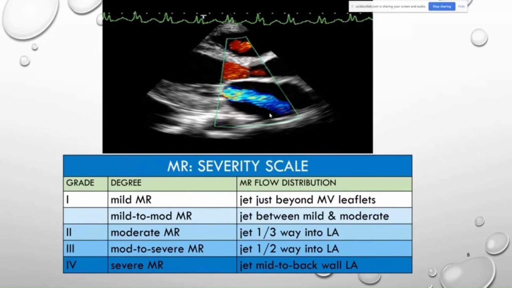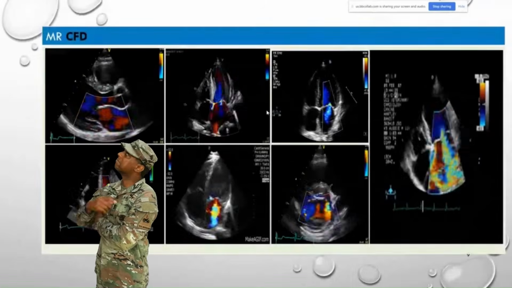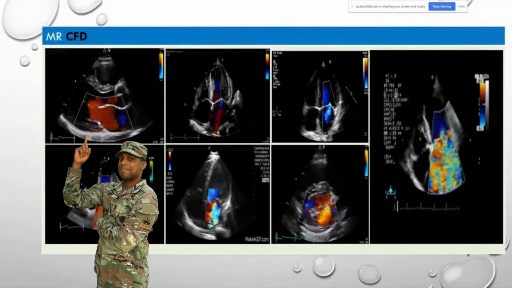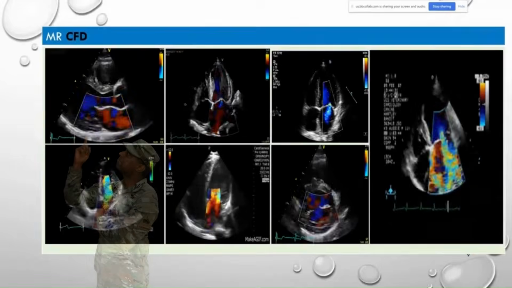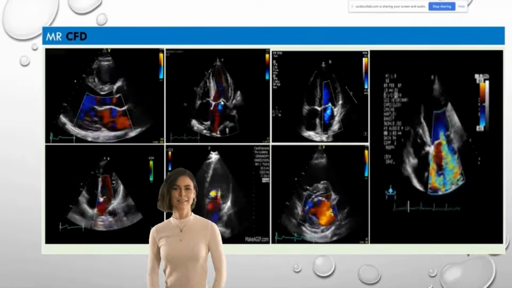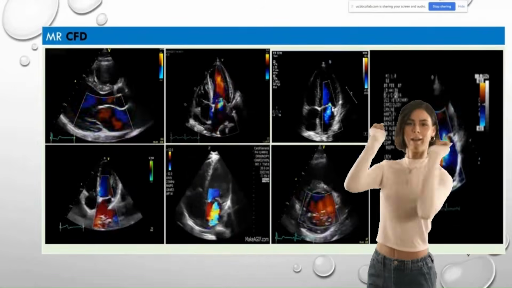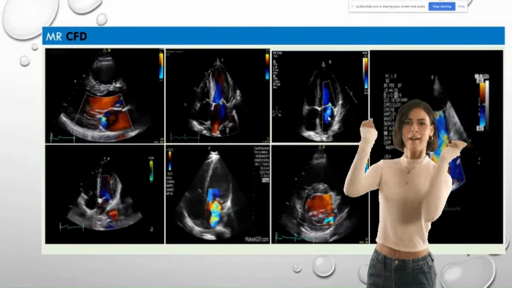So just keep that in mind. You need to kind of know how to look at them. So I have a few clips here for you to see the differences. So this one right here is mild. This one right here is trace because it's barely there. This one is mild to moderate. This is definitely moderate, as you can see.